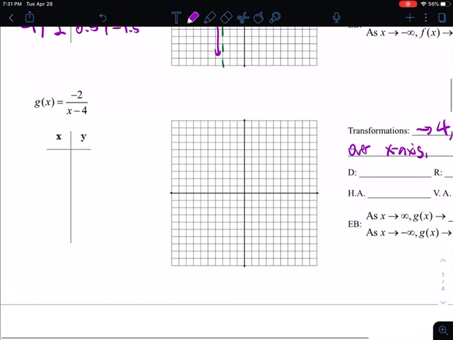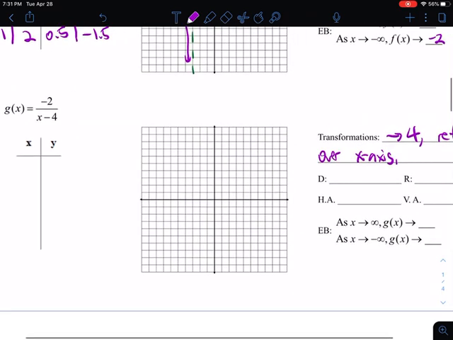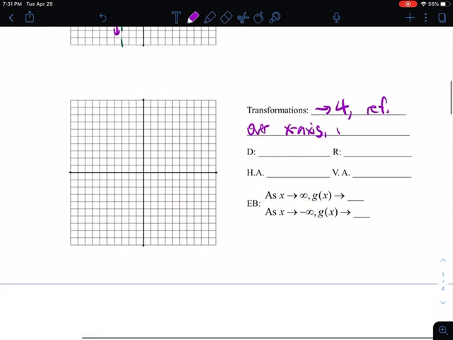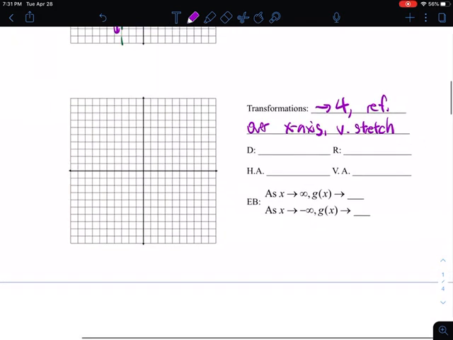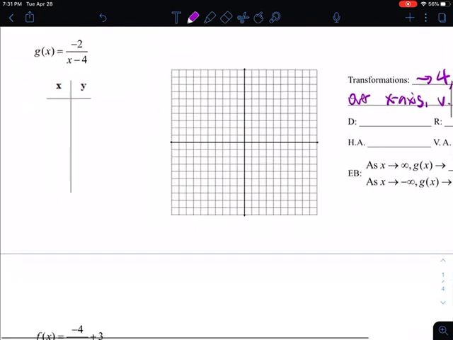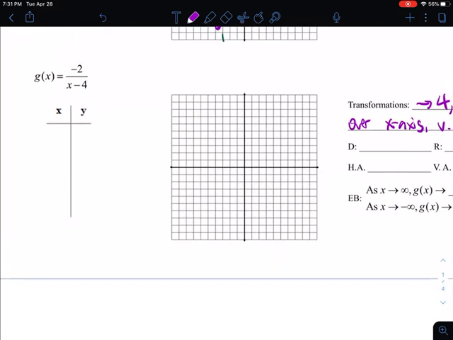And then what about the 2 up top there? Well, this is a 2, so that's bigger than 1, so that tells us it's a vertical stretch. If it was less than 1, like 1/2, then it would be a vertical shrink. But I don't think we're going to worry too much about that either. We're just going to look at vertical stretches. So let's go ahead and graph it, starting with the same starting values, -1, 1.5.